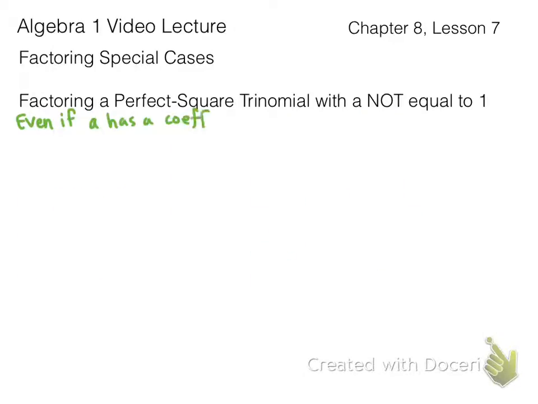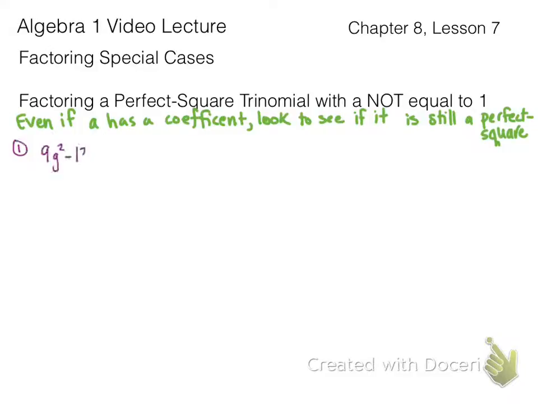All right, so factoring a perfect square where a, as in the a in ax squared plus bx plus c, is not equal to 1. The coefficient is not 1. So even if it has a coefficient, look to see if it is still a perfect square. All right, so if we have 9g squared minus 12g plus 4, 9g squared is still a perfect square. It's 3g times 3g. So it actually doesn't matter that the coefficient isn't 1.